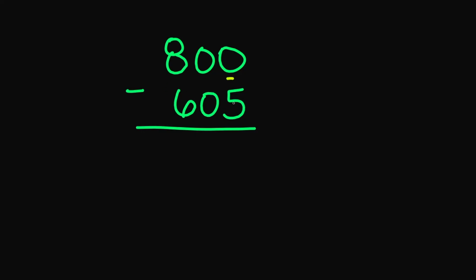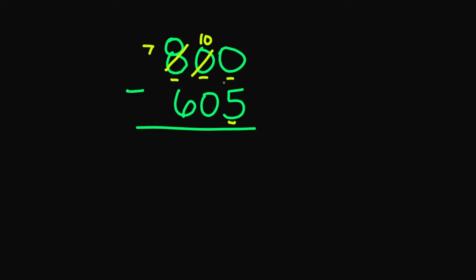So let's try 800 minus 605. So 0 minus 5. I need to borrow. This 0 is too small. When I go down to my tens place, I still have 0. It's still too small. So I'm going to borrow from the hundreds place. This 8 is going to become a 7. This 0 in the middle is going to become a 10.